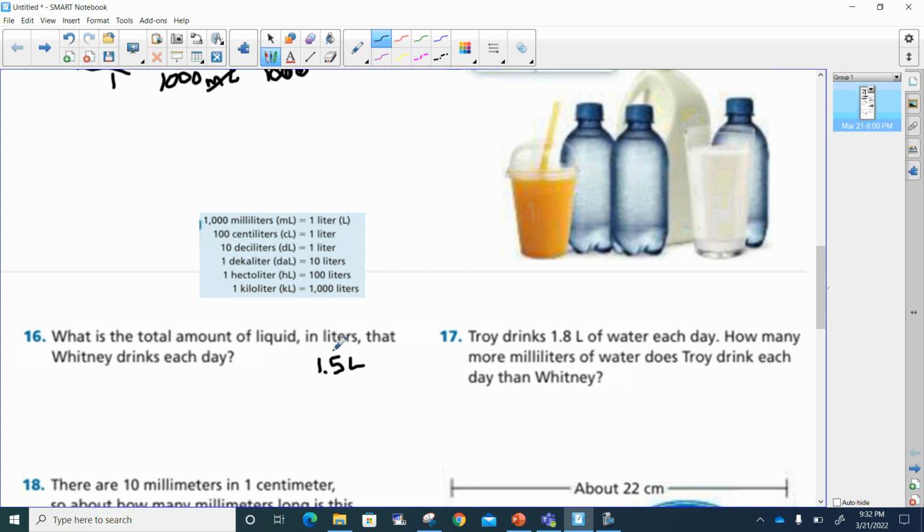Well, we know if he drinks 1.8, 1.8 minus 1.5 will give us 0.3. Right, 0.3 liters. But they want to know how many milliliters. So now we're going to have to take this in reverse. We have liters up top, so we're going to need liters on the bottom. All right, so 1 liter on the bottom, and then we'll put 1,000 milliliters on the top.